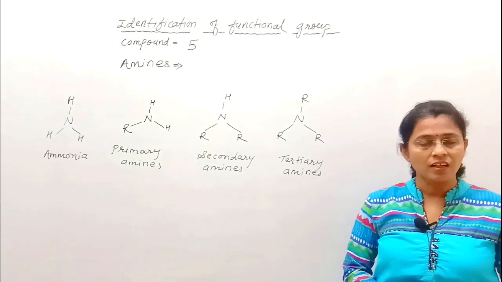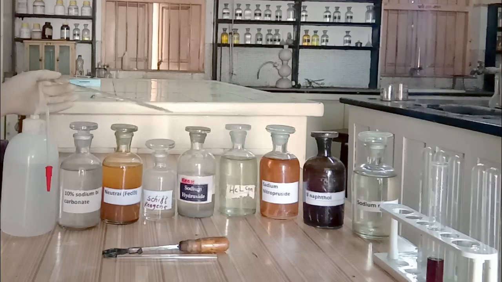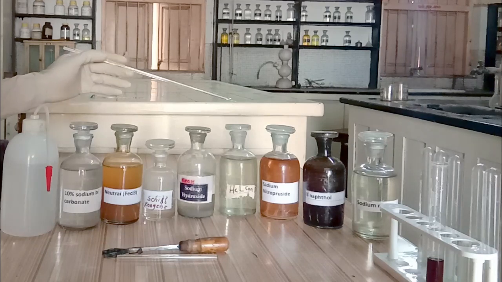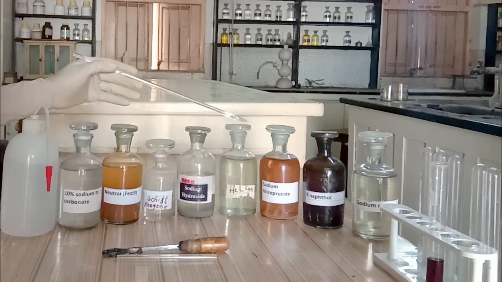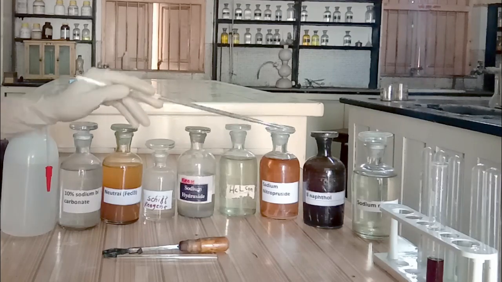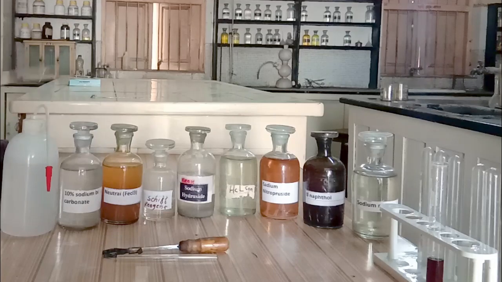So let's start our experiment. For identification of the functional group, today we need distilled water, 10% sodium bicarbonate, neutral FeCl3, Schiff's reagent, sodium hydroxide, concentrated HCl, sodium nitroprusside solution, beta-naphthol solution, sodium nitrite solution, test tube stand, holder and dropper.